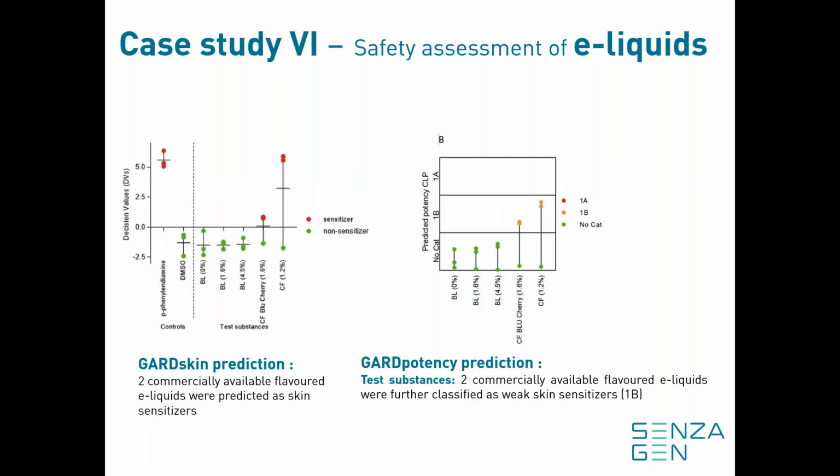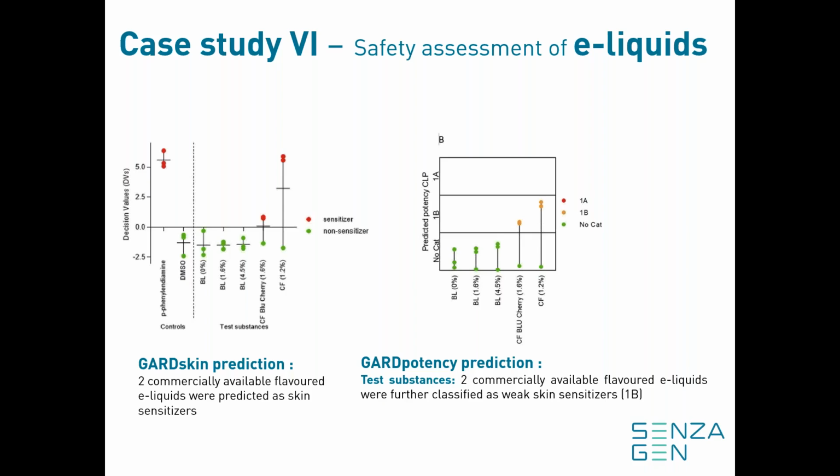So we of course went on to test the same 5 e-liquids also in the GARD skin assay. And there we can see that all of the base liquid formulations with different amounts of nicotine were correctly predicted as non-sensitizers. And we can also see that the 2 commercially available e-liquids containing the different flavors were classified as skin sensitizers. So we also continued the testing in the GARD potency prediction model with these 2 compounds that were classified as skin sensitizers, and they were all then classified as weak sensitizers, which in this plot is class 1B or category 1B.